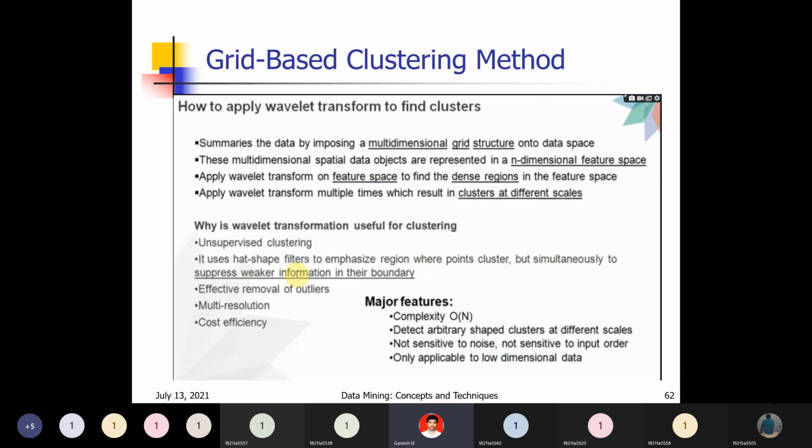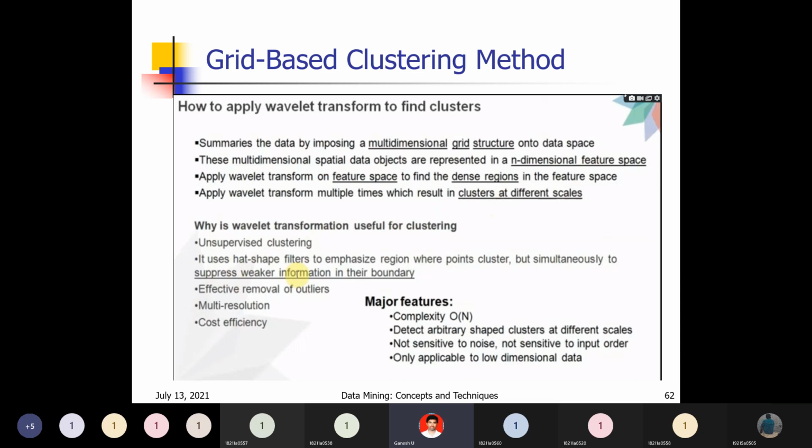It is a multi-resolution technique. It is also cost efficient. Why? Because you are following a grid-based method, a density-based approach, and also multi-resolution processing. So you get effective removal of outliers through this wavelet transformation technique. That's why it is cost effective. What are the major features of this wavelet transform method, the WaveCluster method?